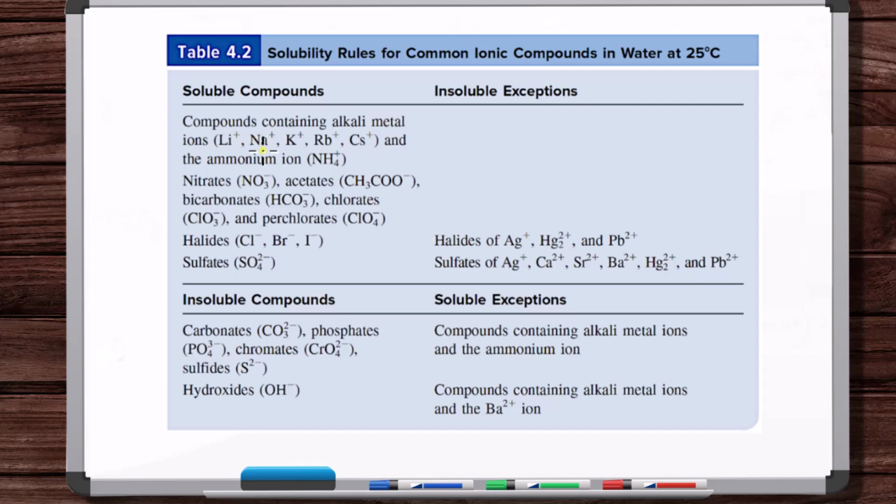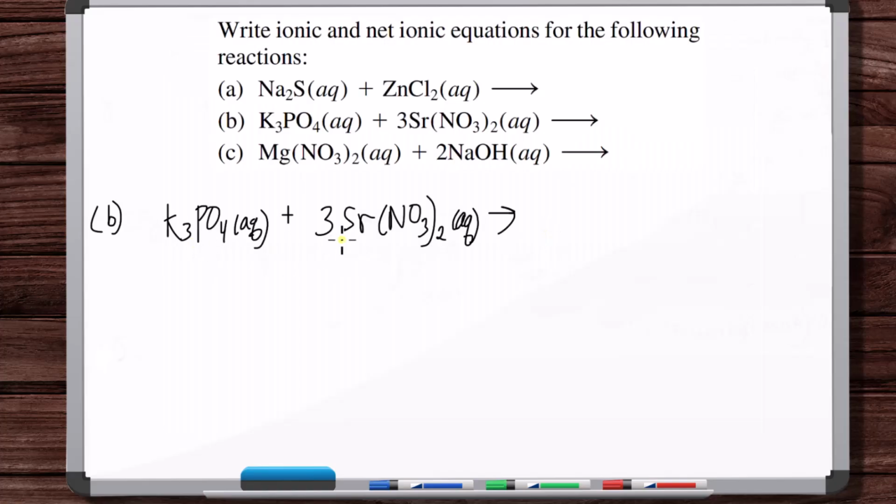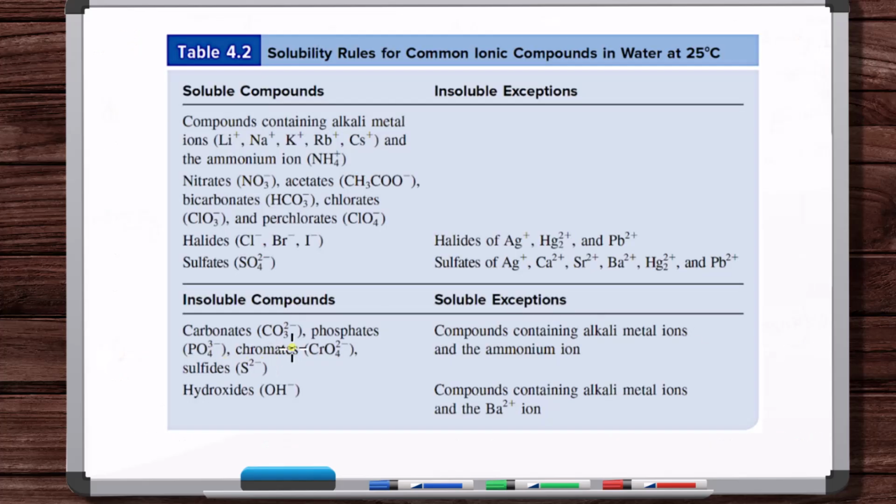Okay, now when the potassiums interact with the nitrates, all ionic compounds containing potassium cations are soluble. So K plus and NO3 minus, you'll get KNO3 aqueous. And then when you have strontium cations interacting with phosphate anions, strontium is an alkaline earth metal, Sr2 plus. And so we've got, let's see, all phosphates are insoluble with exceptions involving alkali metal ions and ammonium ions. So that doesn't include strontium.